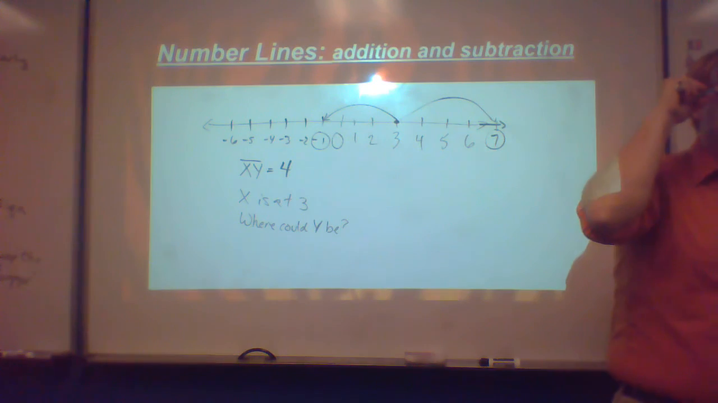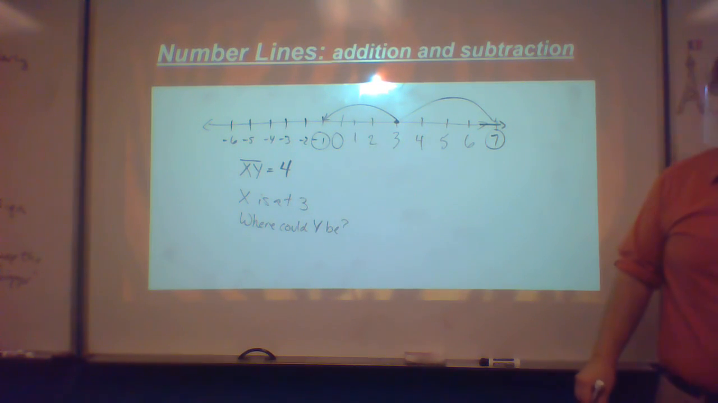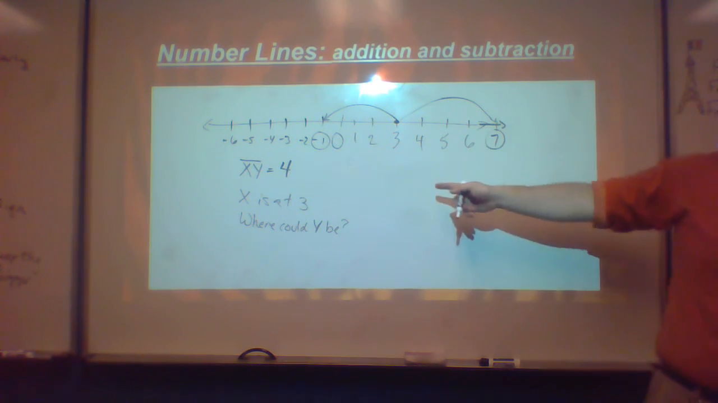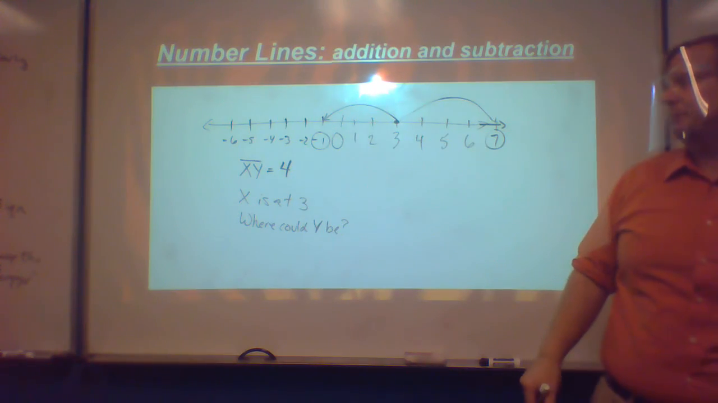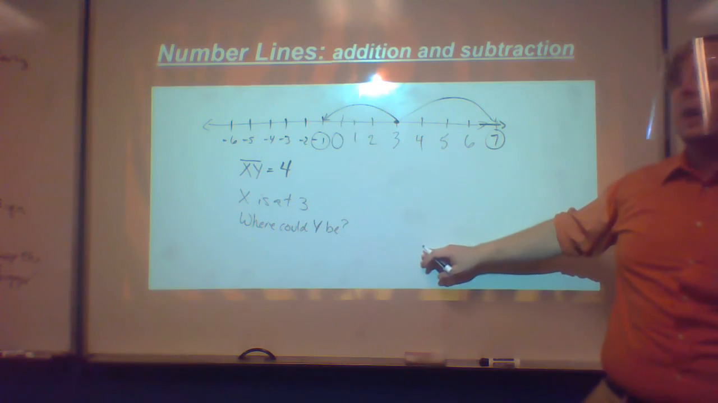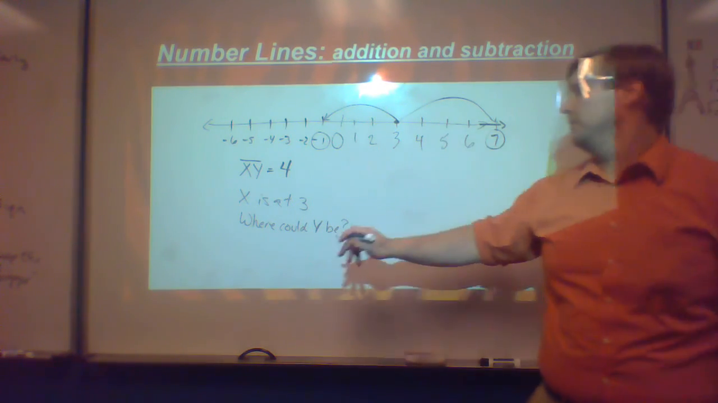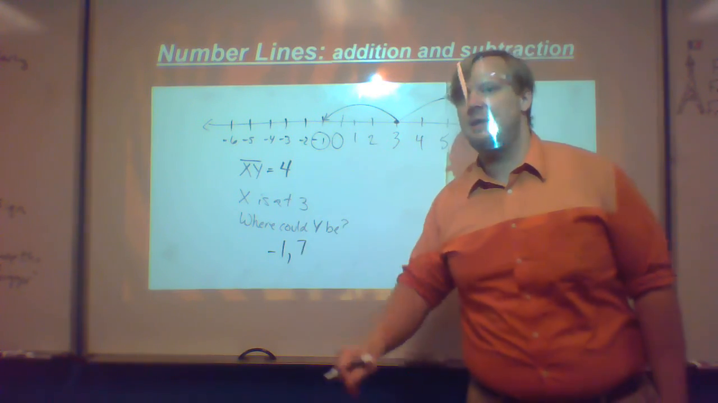Yes, sir? I feel like if your thing is at 6, your number line goes to 6, and then it's going negative. I thought they had to go like 6, and then -6, and then -5. It's like that. The number gets closer to 0, negative, like that. All right. So if I had an answer for this, where could Y be located, basically? It could be at -1, or it could be at 7.